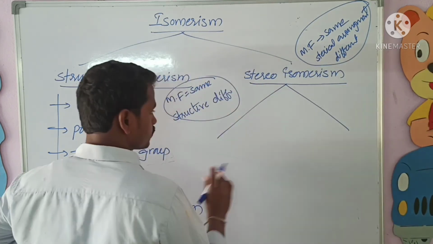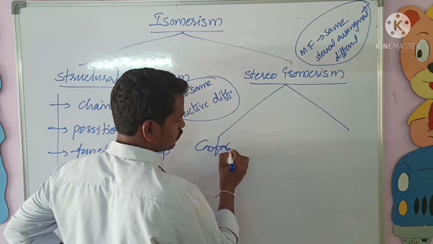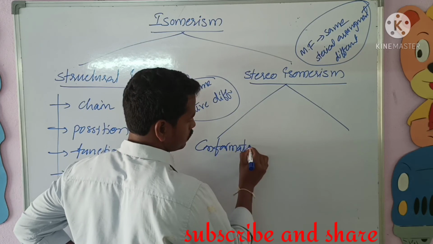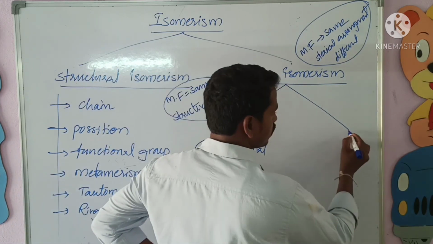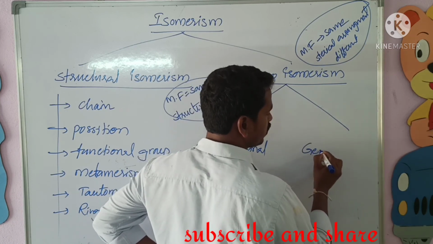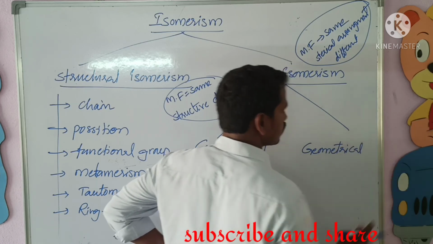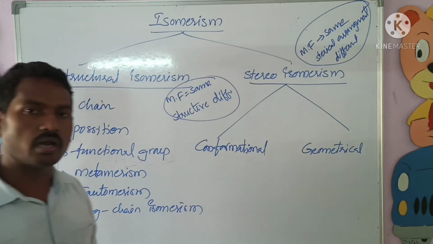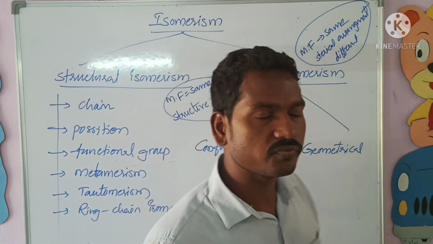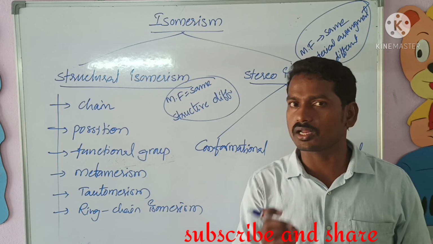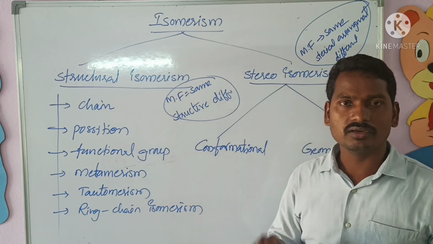These are also further divided into two types: conformational isomerism and geometrical isomerism. Okay, this is the major classification of isomerism in organic compounds. Then we will discuss each and every one in detail.